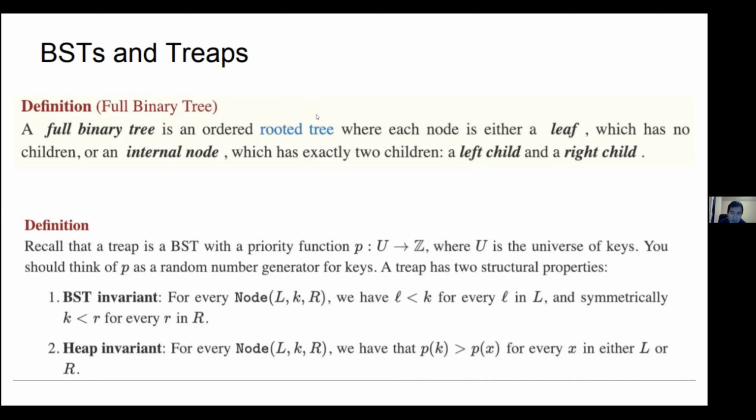Right? It's always either 0 children or 2 children. So yeah.